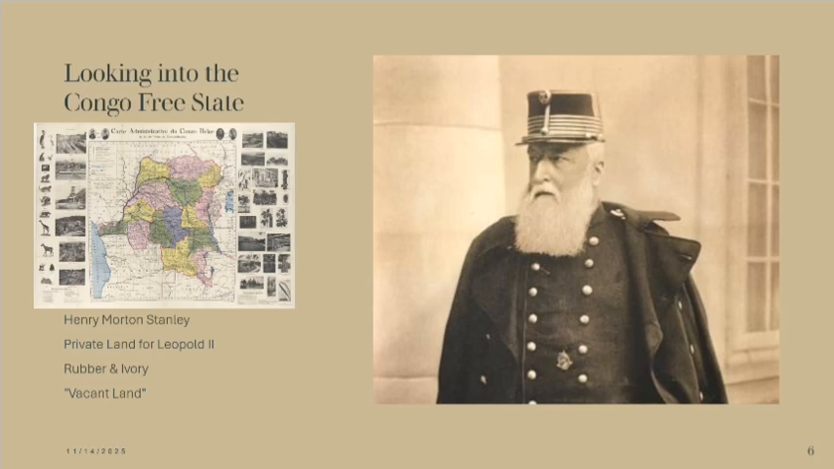But his true goal was clear: to extract as much wealth as possible, primarily through rubber and ivory. The Congo Free State essentially was a giant private plantation, and Leopold was its sole owner, completely immune from international interference.